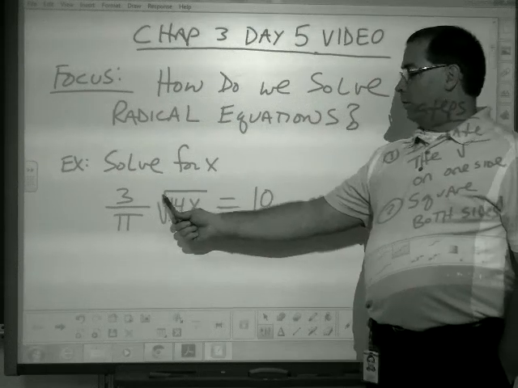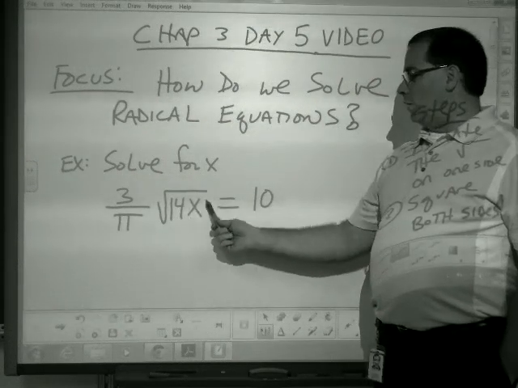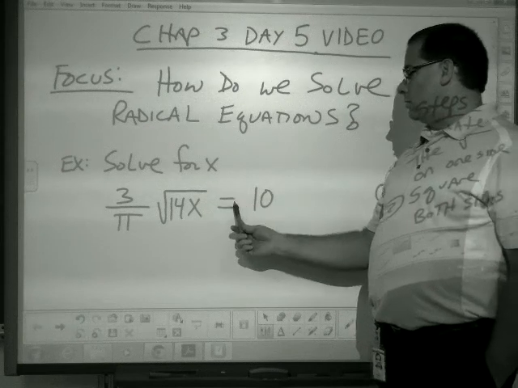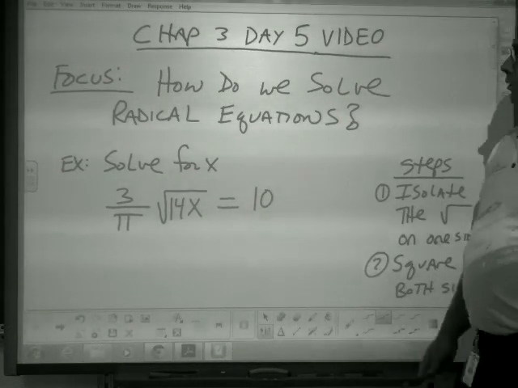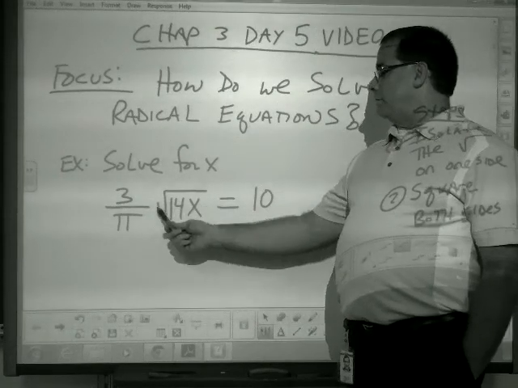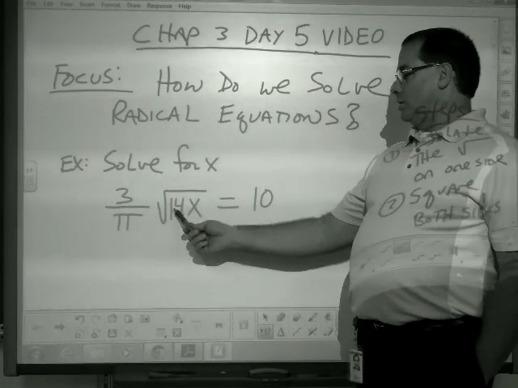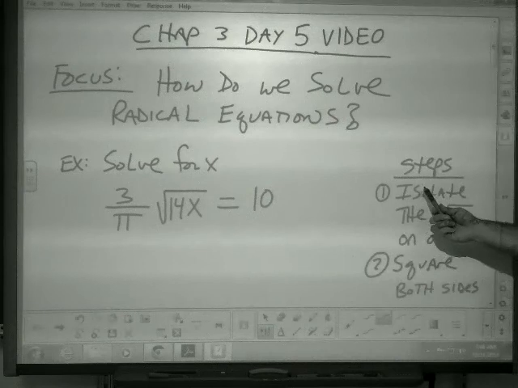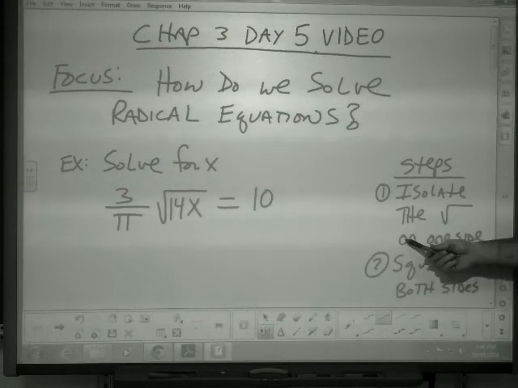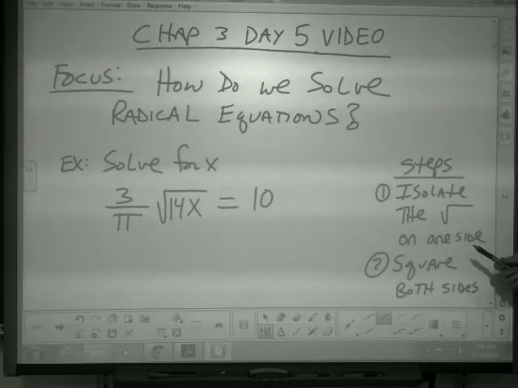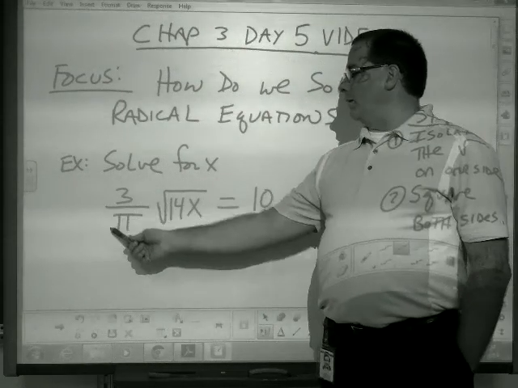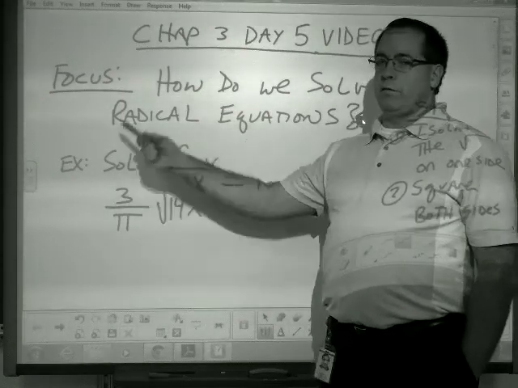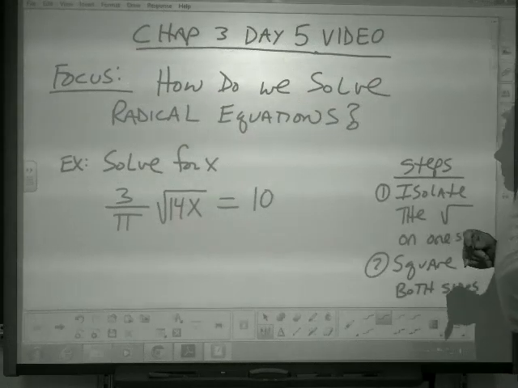And you know that if you have a radical with a variable in it and an equal sign, we have radical equations. So the first thing we have to do to solve radical equations is isolate the radical on one side. Isolate, get it all by itself. So right now I have a 3 over pi near it. I need to get that away from it, and I use opposite operations to do that.